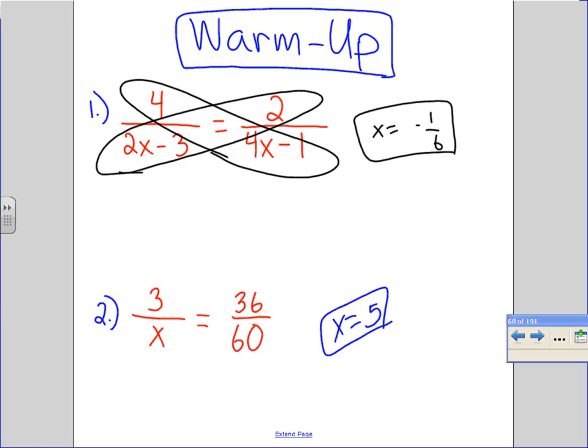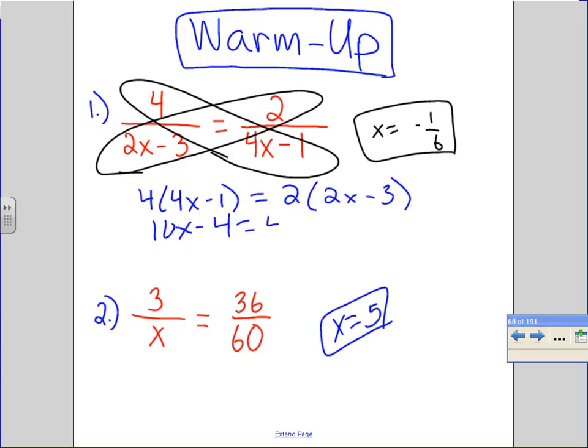Justin? Okay, so let me at least start it for you. Tell me when or if you find your mistake, okay? So 4 times 4x minus 1, okay, equal to 2x minus 3. So did you set it up like that? Oh. Okay, so 16x minus 4 equals 4x minus 6. That works. Did you have that? Okay. Did you move then 4x to the other side?